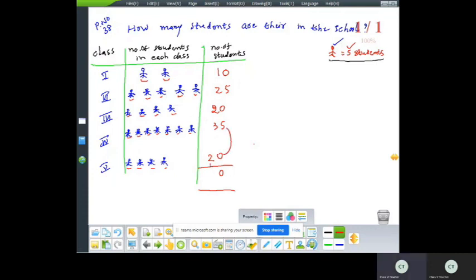0 plus 5 is 5, 5 plus 0 is 5, 5 plus 5 is 10, 10 plus 0 is 10. Here, 1 plus 2 is 3, 3 plus 3 is 6, 6 plus 2 is 8, 8 plus 2 is 10, 10 plus 1 is 11. Or 1 plus 2 is 3, 3 plus 2 is 5, 5 plus 3 is 8, 8 plus 2 is 10, 10 plus 1 is 11.